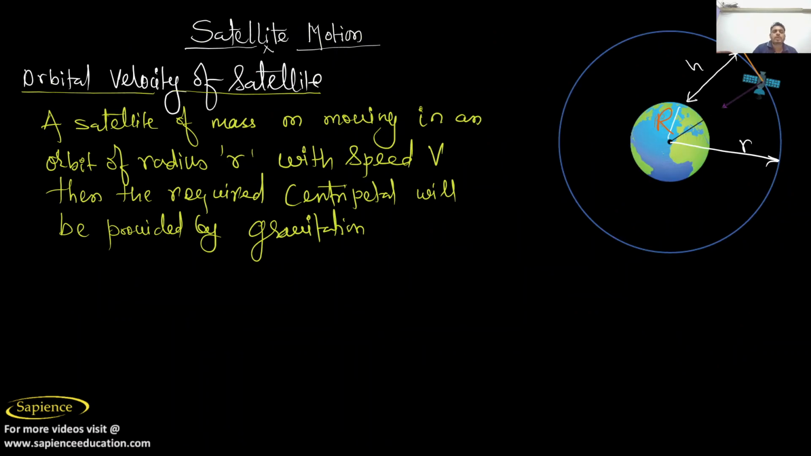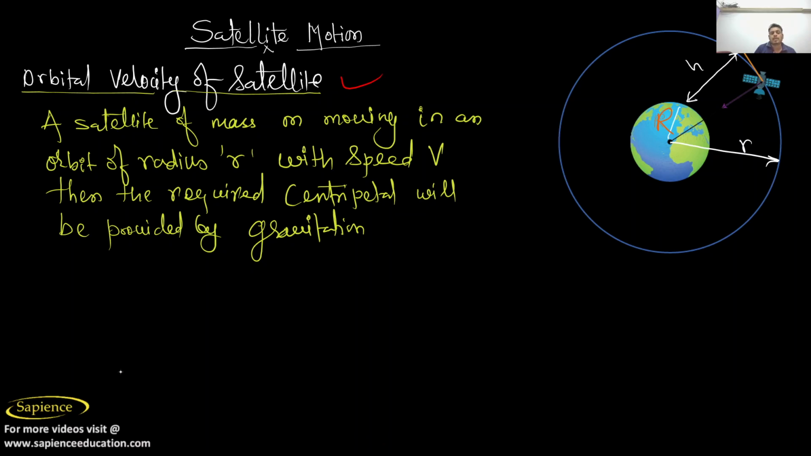Satellite motions, we should try to understand what the satellite motion is. When a satellite is moving around the Earth in an orbit, we need to study its motion. What is its velocity? What is its acceleration? Or is it moving with a constant velocity or constant acceleration? So let us discuss more about these things.